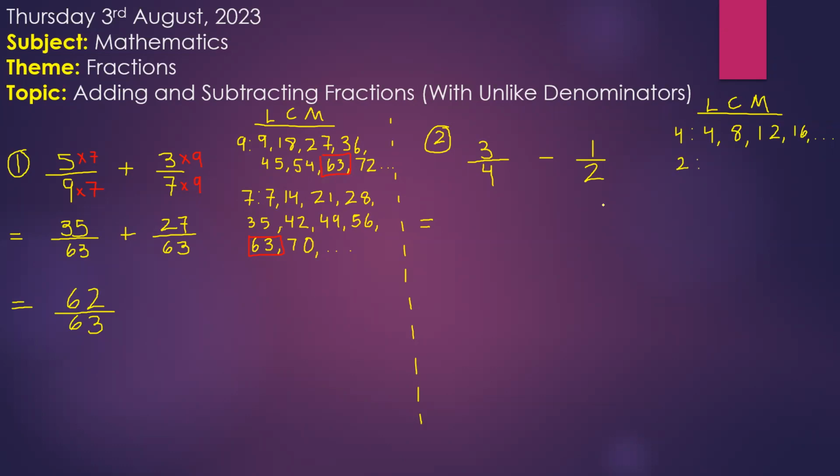2, 4, 6, 8. Very good. What is the lowest common multiple of 4 and 2, Ramon? 8. Not 8. There's a number that is lower than that. 4. Very good. So 4 is the lowest common multiple. That means that 4 is our denominator.